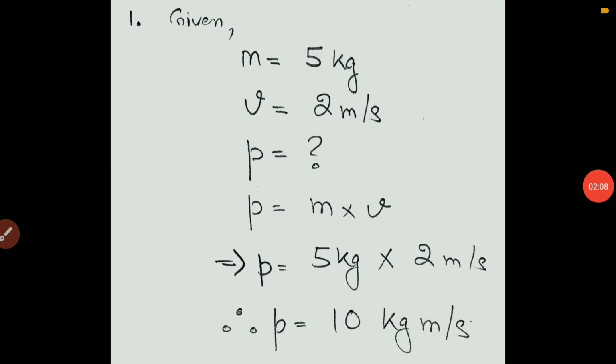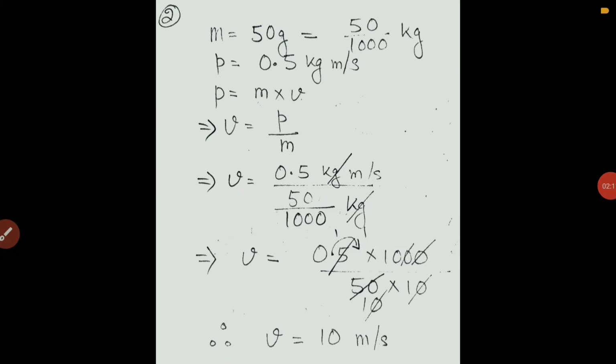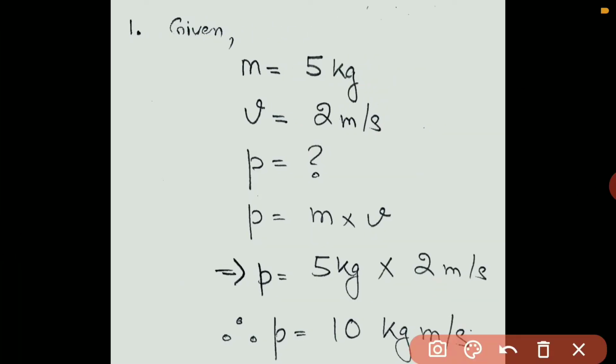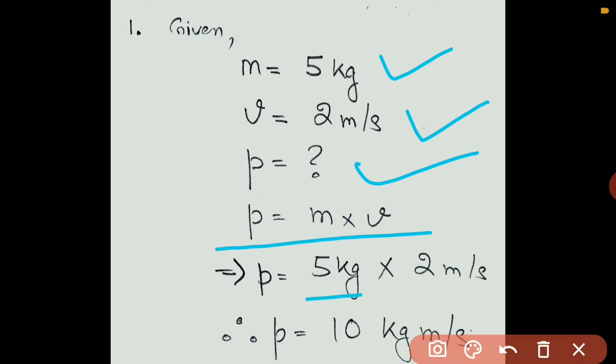Okay, coming to its solution. Given mass is 5 kilograms, velocity is 2 meter per second, and momentum is question mark. Here, using the formula for linear momentum, P equals m into v, and then replacing the values of m, which is 5 kilograms, and velocity, which is 2 meter per second, I am multiplying it and I am getting 10 kilogram meter per second. I think this was quite simple, and you can do it by yourself also. So let us go to the next question.